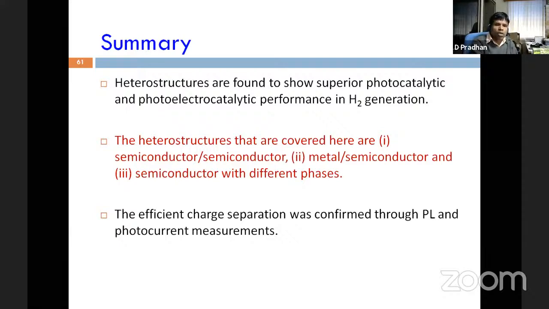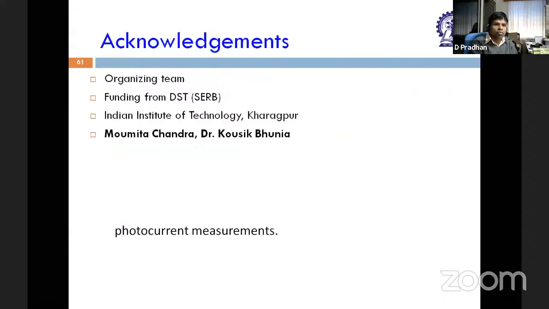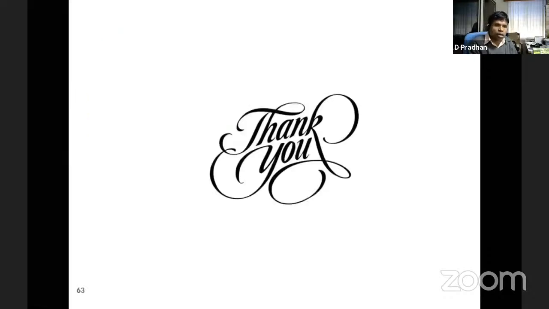This is mostly due to the good separation of the charge carriers inside the sample, thereby doing the oxidation and reduction more efficiently. I would like to acknowledge the organizing team for inviting me. The work was carried out mostly with funding from the DST and CRB projects. The results I have presented here were all obtained by Momita Chandra or Dr. Kaushik Bunia, who has already passed out. These two students contributed the results I have presented, so I recognize them. Thank you all for your attention, and I would be happy to answer any queries or doubts.